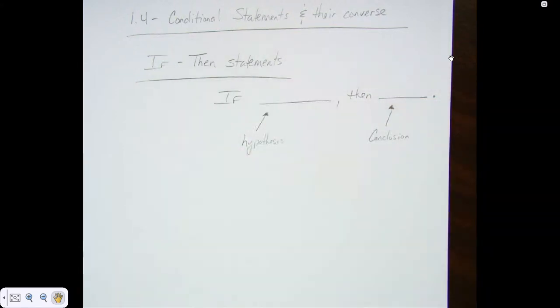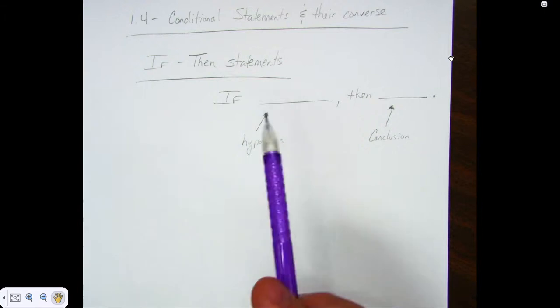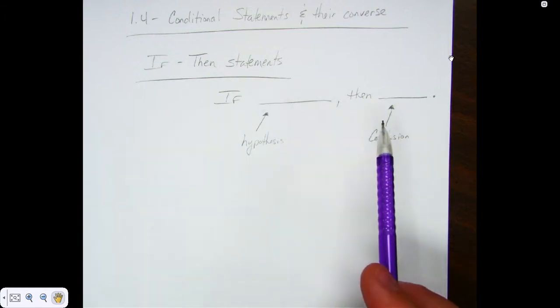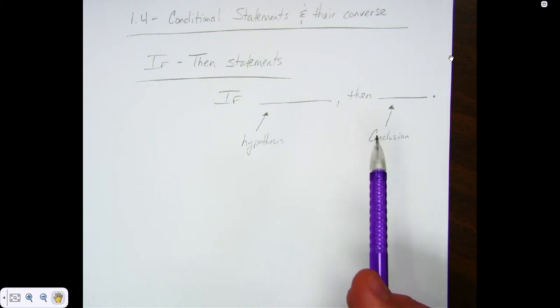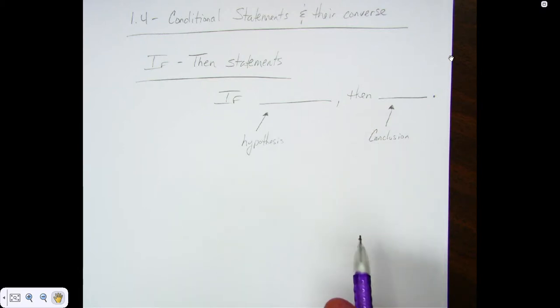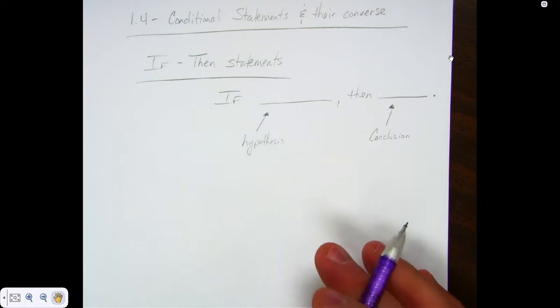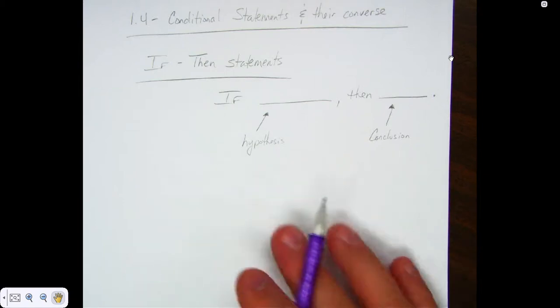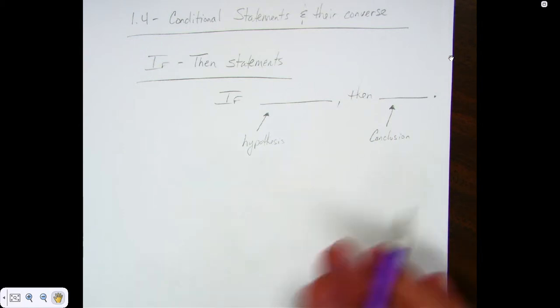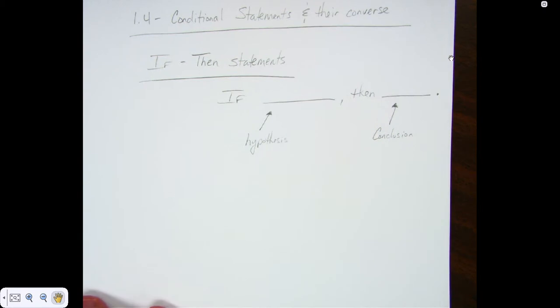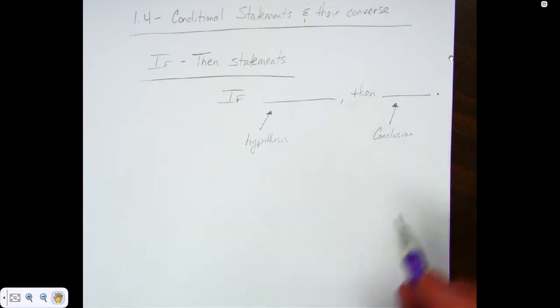If-then statements in a way predict the future. If this happens, then this will happen. Okay? If-then statements aren't always true. Okay? Let's go with an example.